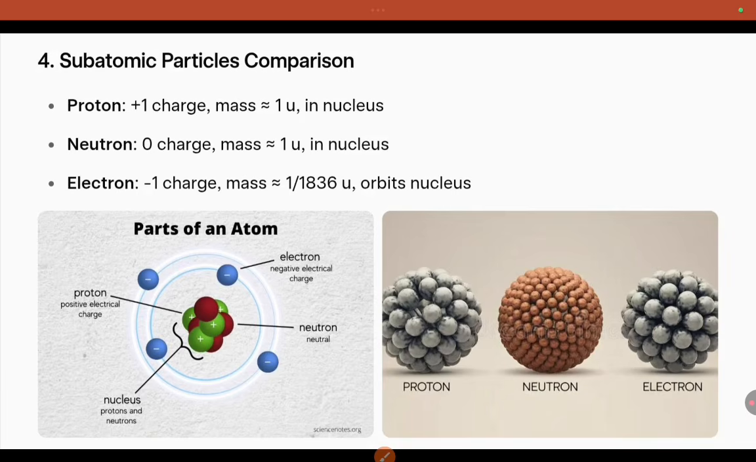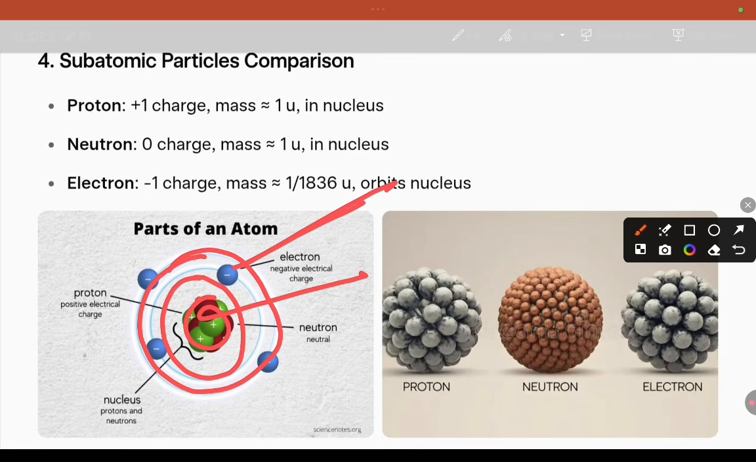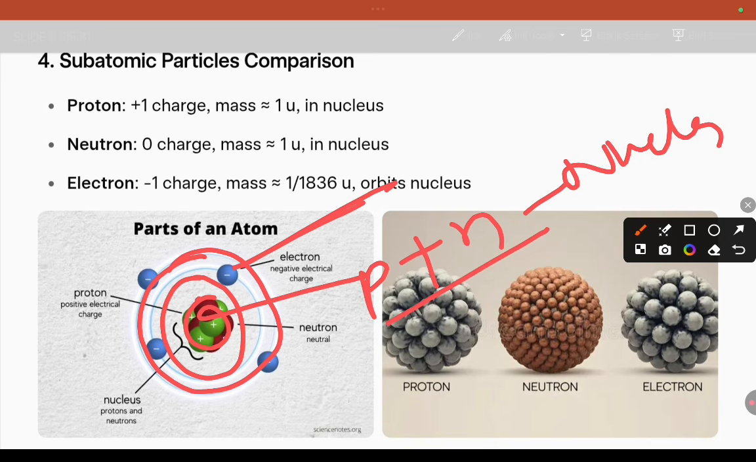We have proton and neutron inside the atom. Outside this nucleus, we have the negatively charged electron, which is revolving around the nucleus. This is a graphical representation of proton, neutron, and electron. Here, proton and neutron are inside, so this is the nucleus. Outside of the nucleus, the negatively charged particle is revolving around it.